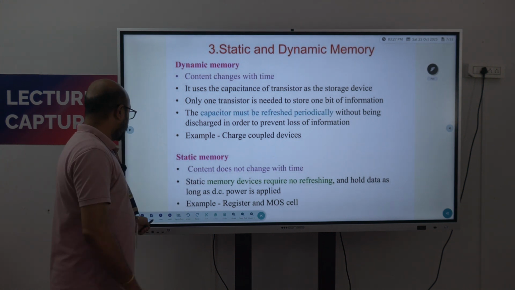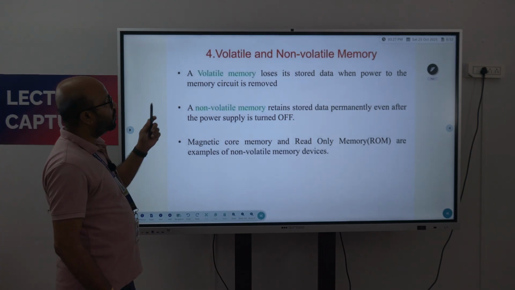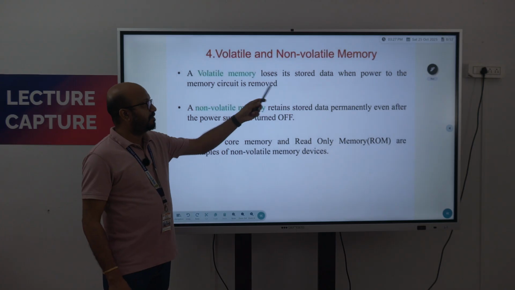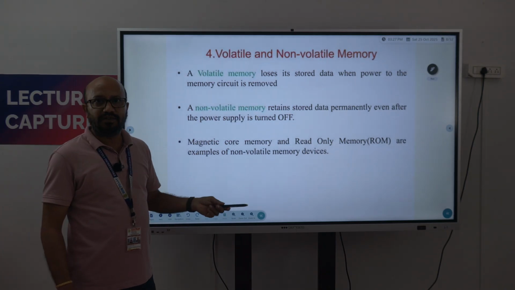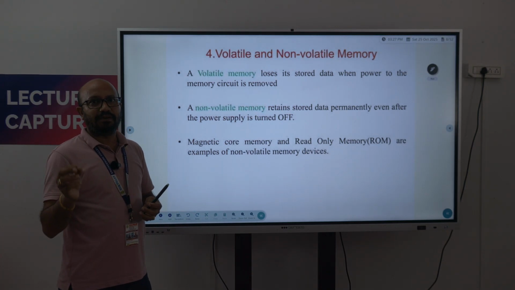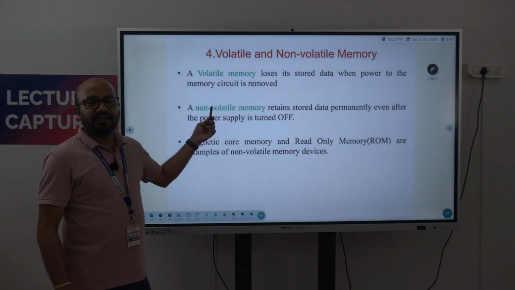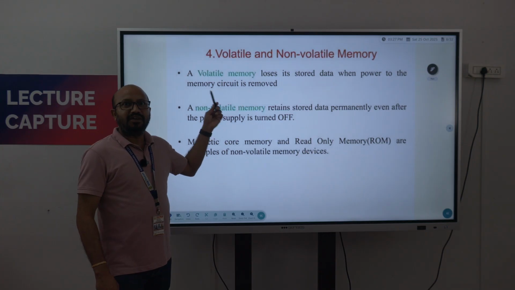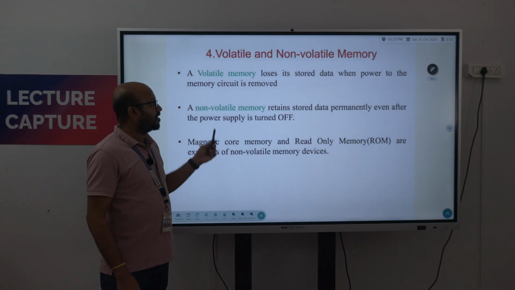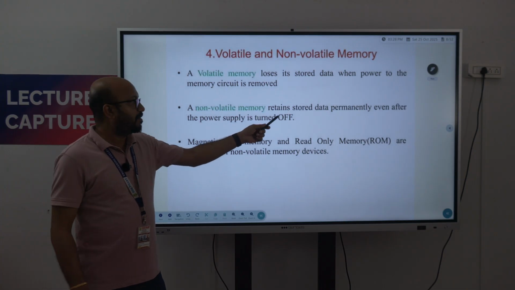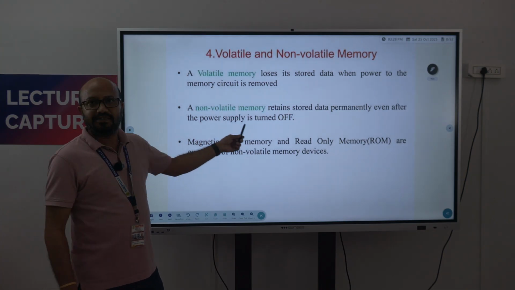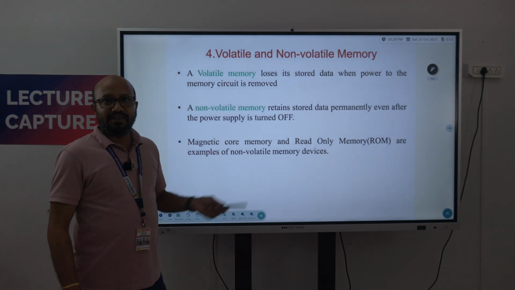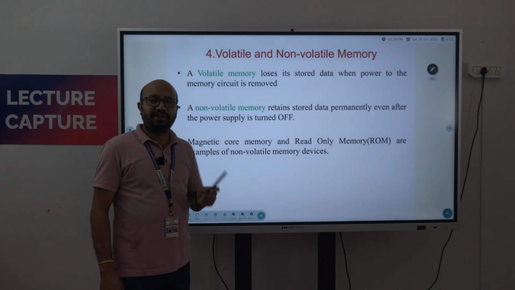Next one is volatile and non-volatile memory. Volatile memory loses its stored data when power to the circuit is removed. We know that, right? Only when the power is on, that memory will store the data, or otherwise that memory will delete the data. This type of memory is called volatile memory. Non-volatile memory stores the data permanently even after the power supply is turned off. That type of memory is called non-volatile memory. This is otherwise called permanent memory.